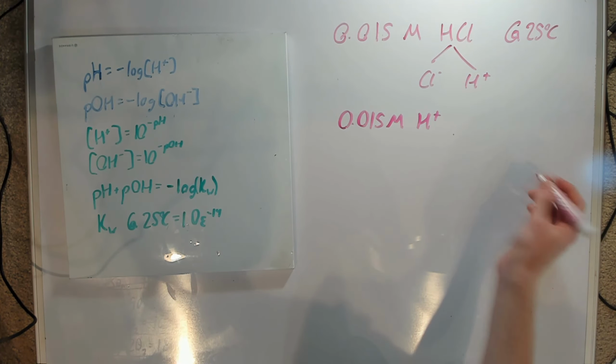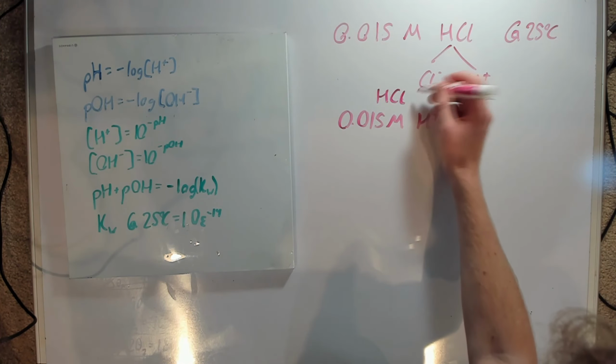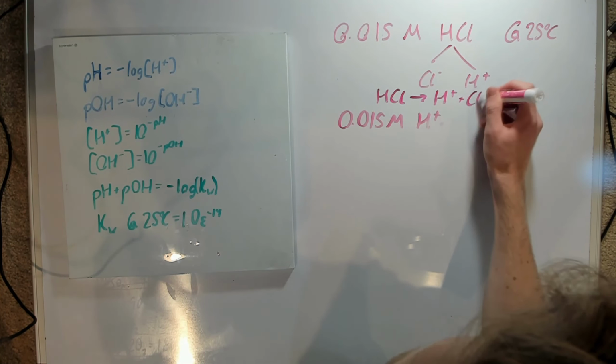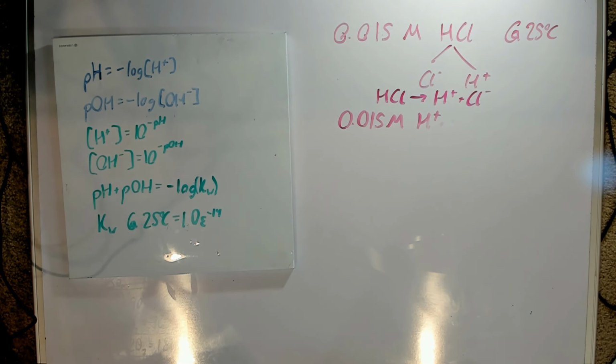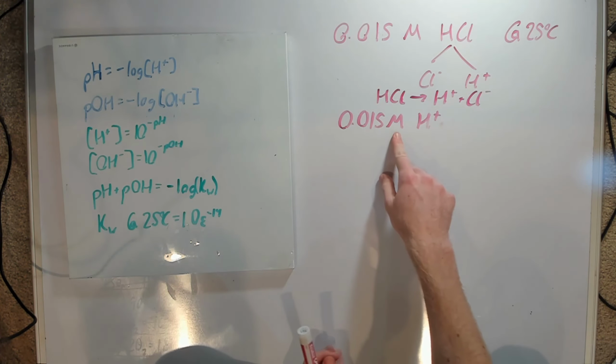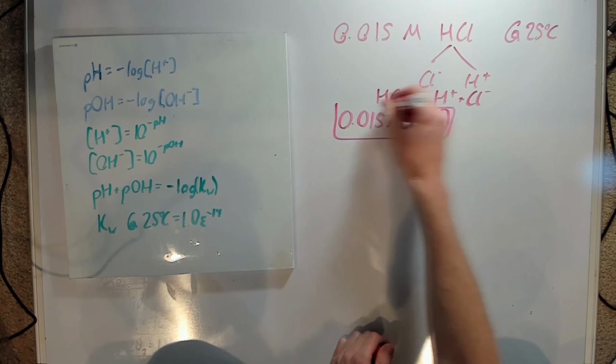If we want to make it concrete, as if we're answering a free response question on the AP test, HCl turns into H plus plus Cl minus, and then you do molar ratios and stoichiometry. But I'm not going to do that because I don't want to waste our time. So we have 0.015 molar concentration of H plus, so that would be our answer there.